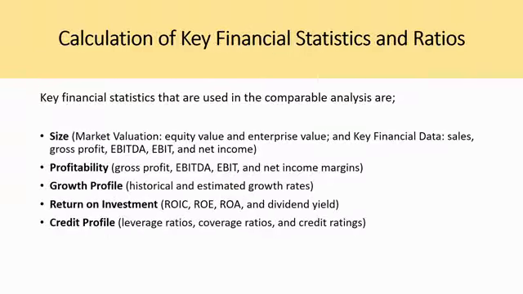Key financial statistics used in the comparable companies analysis are, from a size perspective, the equity value and enterprise value, and sales, gross profit, EBITDA, and EBIT. From profitability, you look at gross profit, EBITDA, and EBIT. From growth profile, you look at the historical and estimated growth rates. For return on investment, you look at return on invested capital, return on equity, and return on assets. And from a credit profile, you can look at the leverage ratios, the coverage ratios, and the credit ratings. We're going to go through all of these multiples and ratios to give you the formula so that you can refer to them when you are conducting your comparable companies analysis.